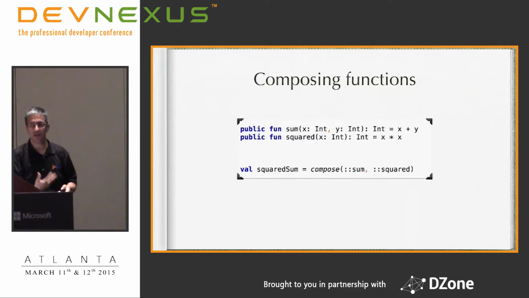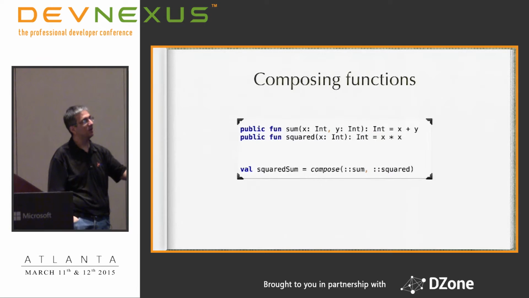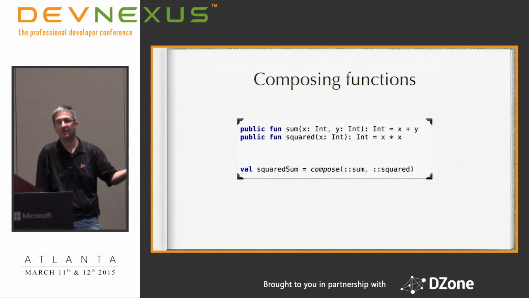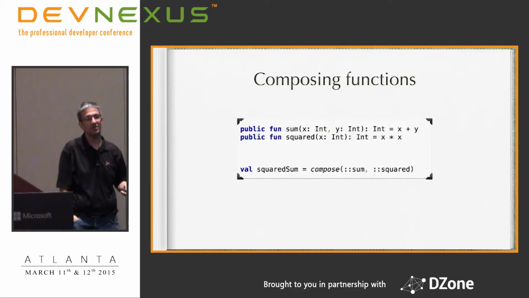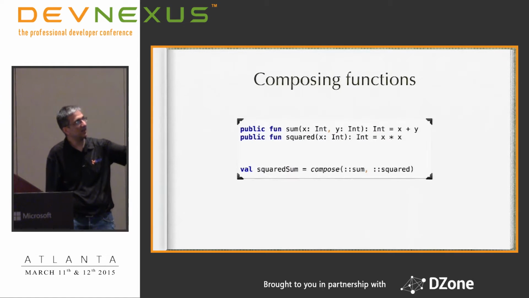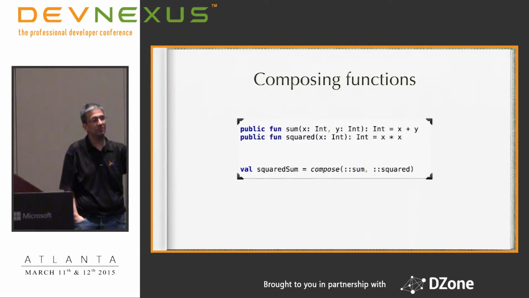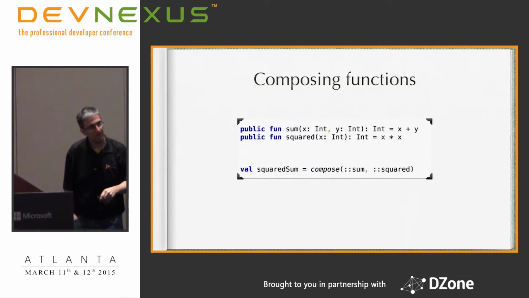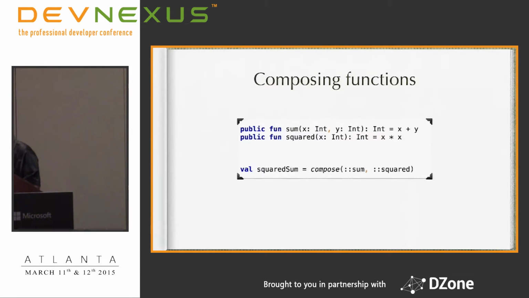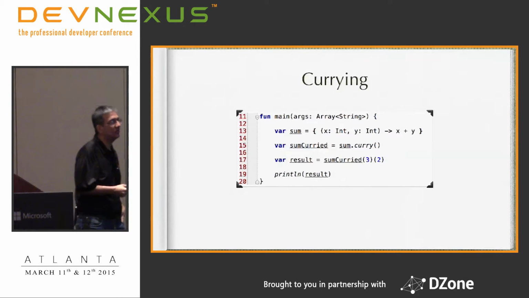Now, Kotlin doesn't come with first-class support for composition. But that's just a compose function that you can create to do that composition for you. So what I'm getting back here is not a result. I'm getting back here a function called squared sum, which now takes 2 parameters, does the sum of them, and then squares them. Okay?